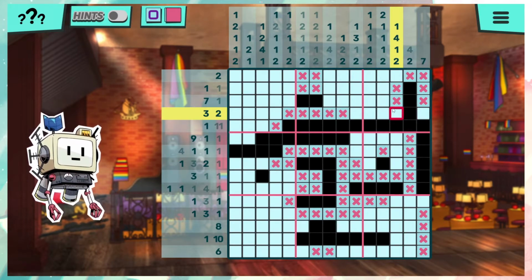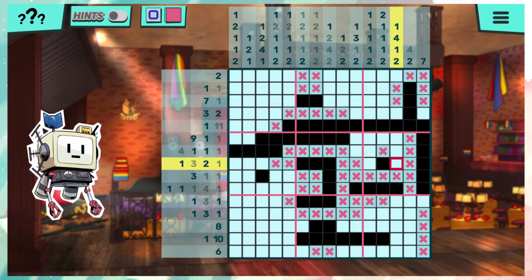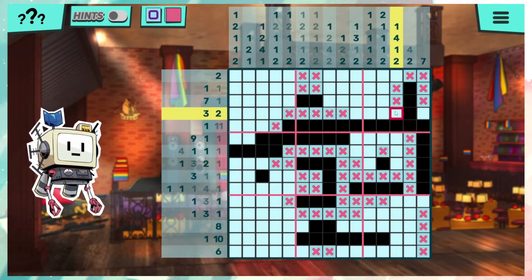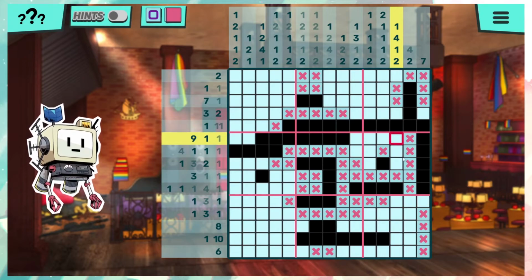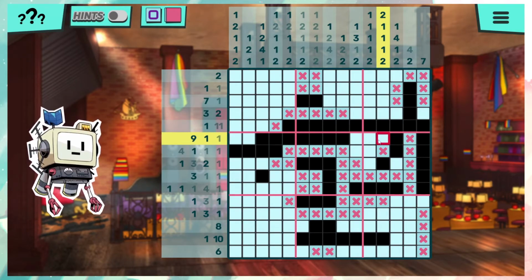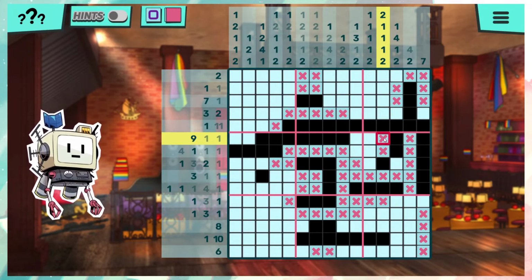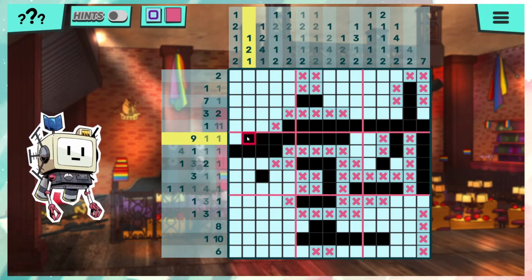I am stuck again. Hold on. For example, if that's the 1, then the 4 can't fit. So this has to be the 4. This has got to be the 4. So I can cross that out. I think I can add 1 here, maybe?